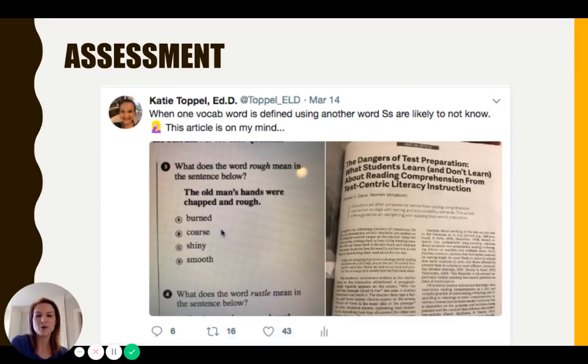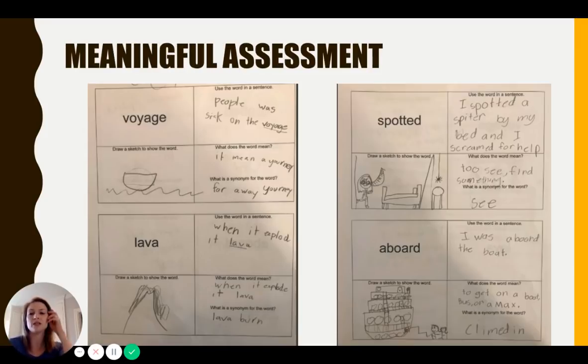So I posted about this at the time with this article from The Reading Teacher, The Dangers of Test Preparation. If I'm focusing on teaching to the test, is that in the best interest of my students? And I don't think so. Oftentimes they would get answers wrong because the words that are choices are just as complex for them as the words that we've been working on. And so what does that truly tell me about their understanding of the words that we've been practicing? Not much.